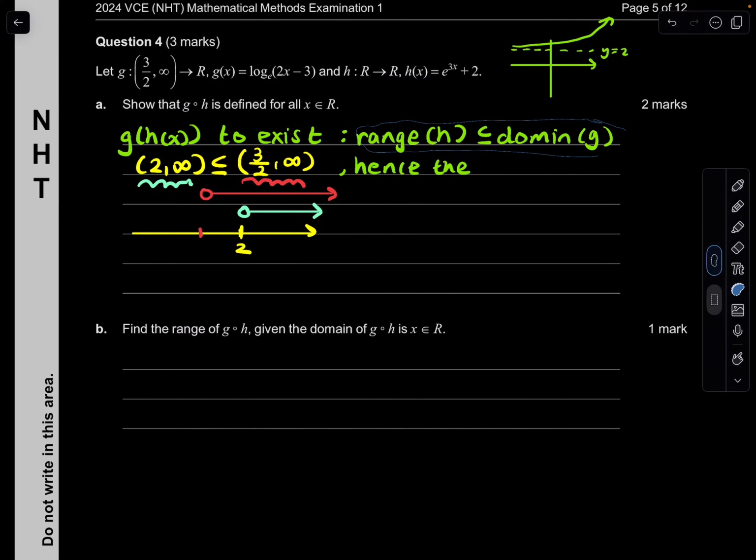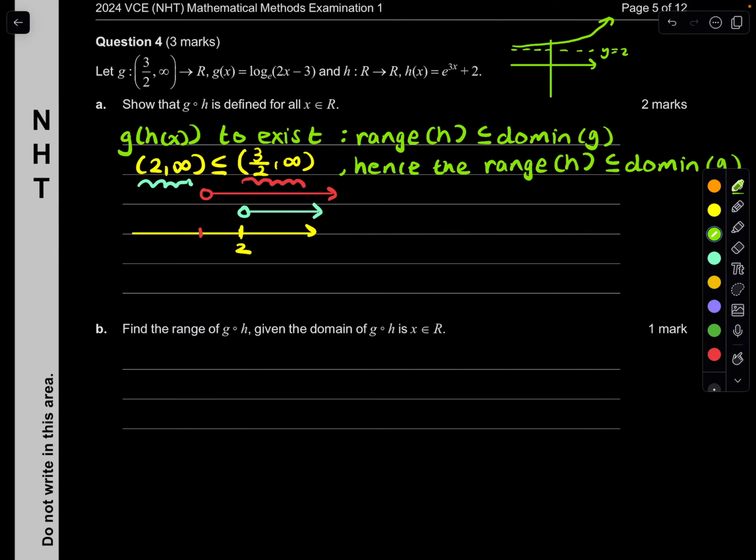I'm just going to basically copy this. Duplicate. Exists, which means g of h of x exists. Beautiful. Now this will give you 1 mark to prove that the function exists. But of course, what we're trying to prove is, is it defined for x as an element of, or really meaning, is that the domain of g of h of x?